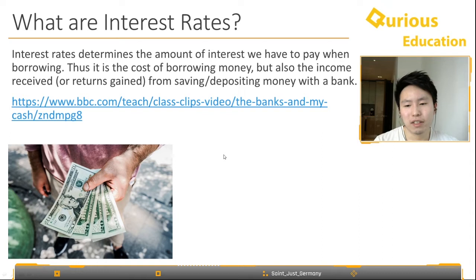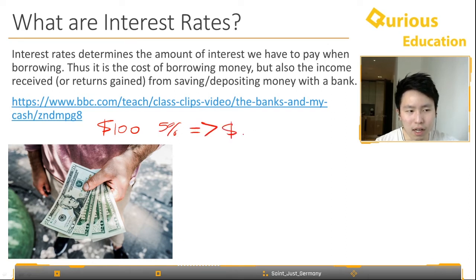However, we can also look at the other side of the coin. But before that, let me just write a few numbers on the screen so you get what I mean. Let's say you borrow $100 from the bank and the interest rate is at 5%, then in total you need to return $105. So there's an additional cost for you to borrow money from the bank. Otherwise, how can the bank make money?